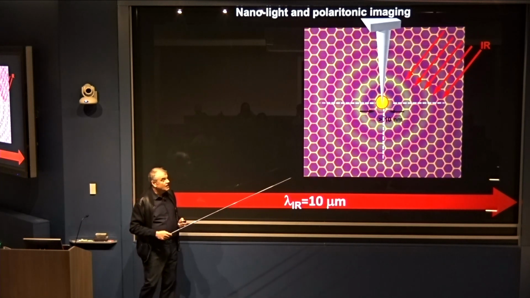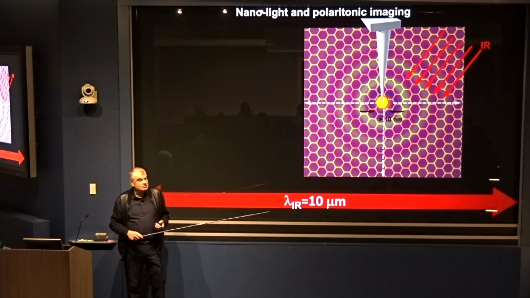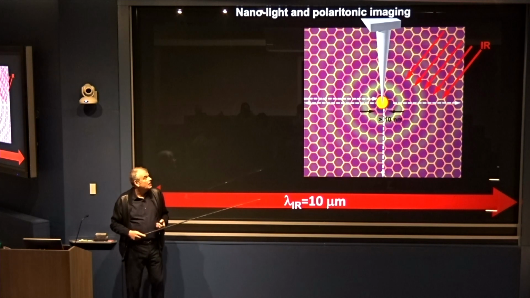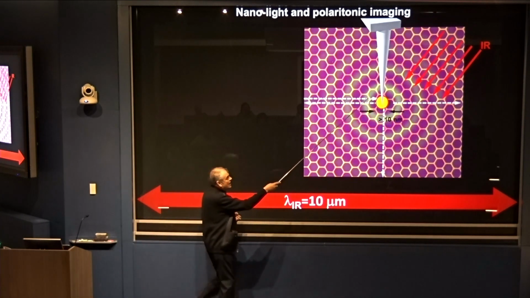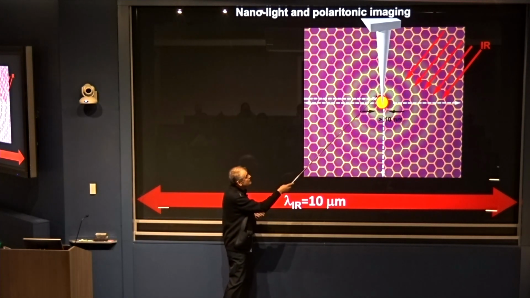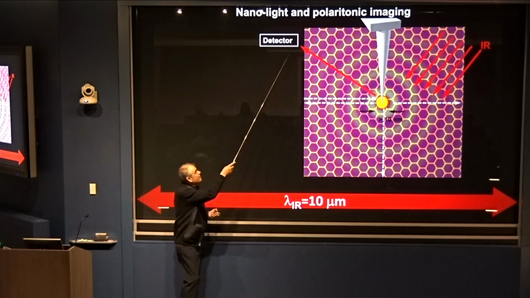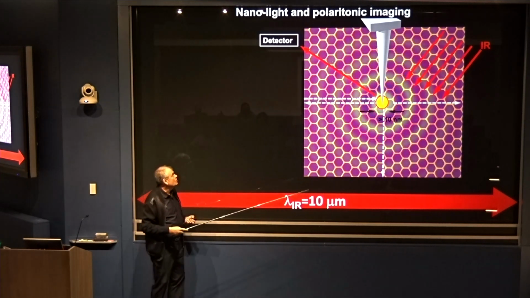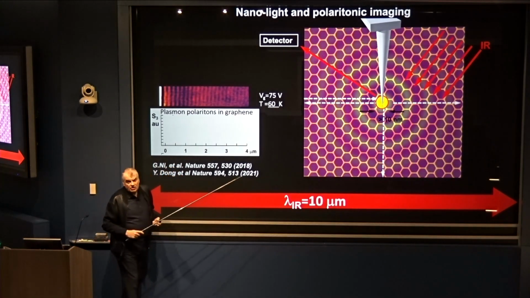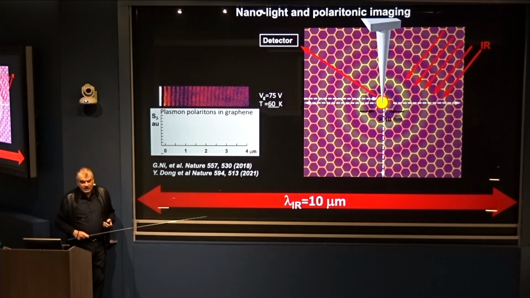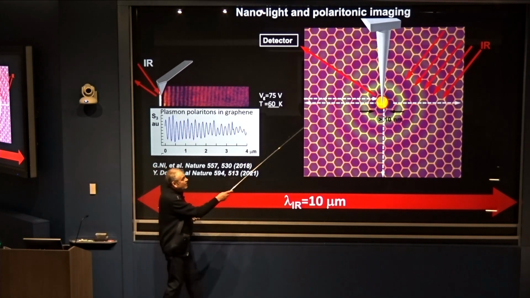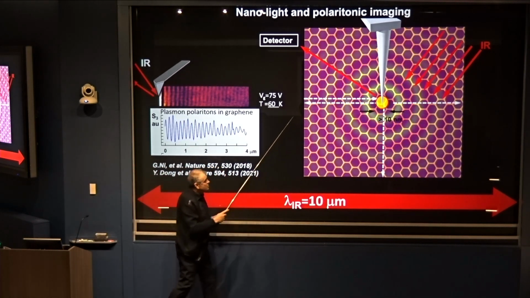Polaritons can only live inside the crystal. So as soon as they reach the edge, they have to come back. And then this optical antenna outcouples these polaritonic waves and sends light back to the detector. That's how we record our signal with ordinary detectors. And I'll show you a piece of raw data here. You form basically a standing wave between the apex of the tip and the edge of the sample.